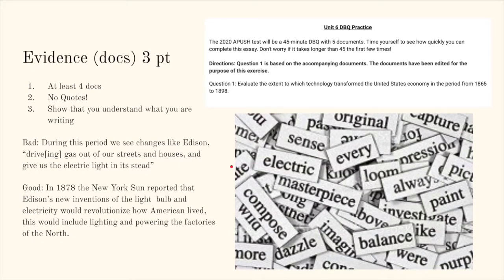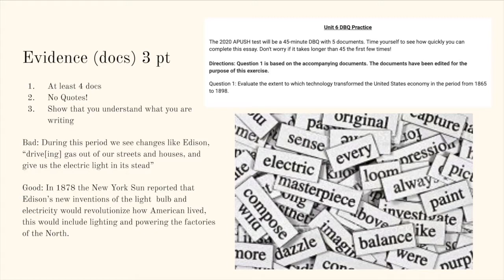Now the next 3 points are for evidence, okay? You need evidence from at least 4 of the documents. If I were writing this, I would go for 5. I'd wait till the end to put that 5th one in as a backup, but do at least 4 docs. Now this is no quoting, okay? Do not quote under any circumstances. The readers will not give you a point for a quote ever. So do not quote anything from the documents.